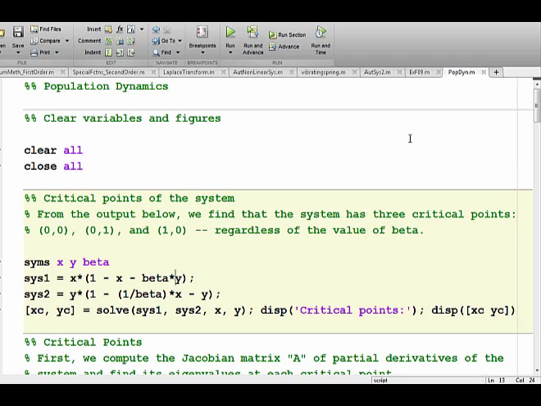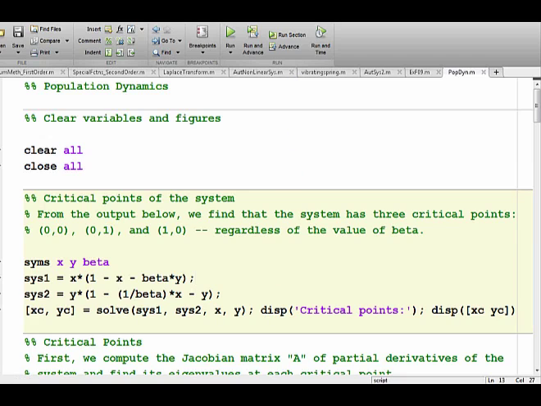Okay, so as usual, we will use MATLAB to do our analysis of these systems. Let's start off by clearing everything. And the next thing we do is compute the critical points of the system. Notice here, I put in the system exactly as it was on the previous sheet, and I solve it. And here's the analysis, but first let's run it.